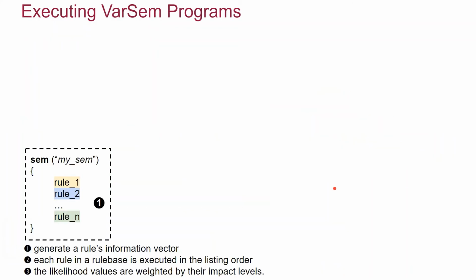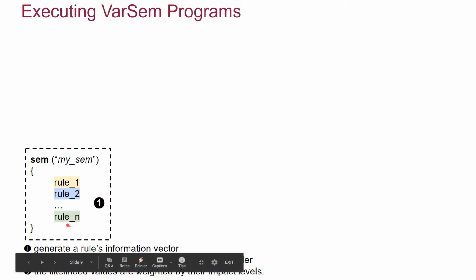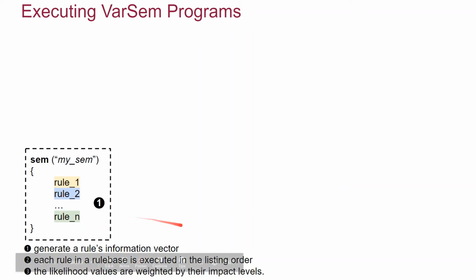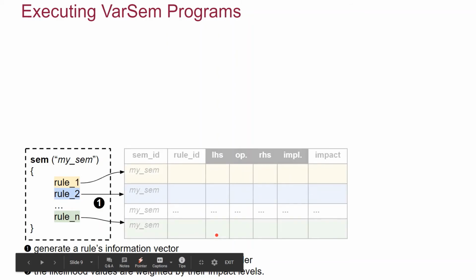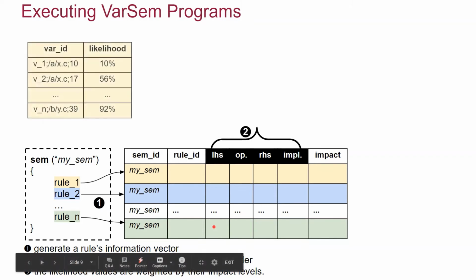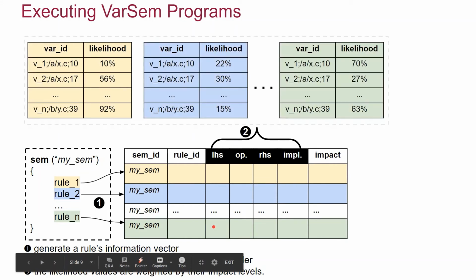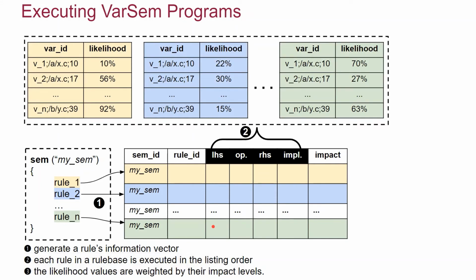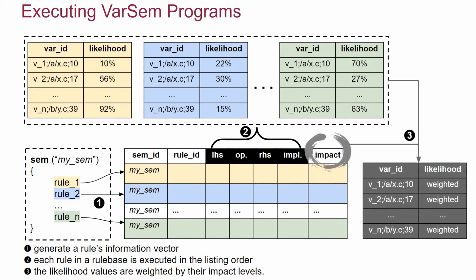Let's look at how we can execute VarSem programs. Say we have several rules from 1 to N. We first generate information vector for each rule, and then we execute each rule one by one to get the likelihood. After that, based on each rule's impact value, we calculate the weighted likelihood for each variable and use this as the final result.